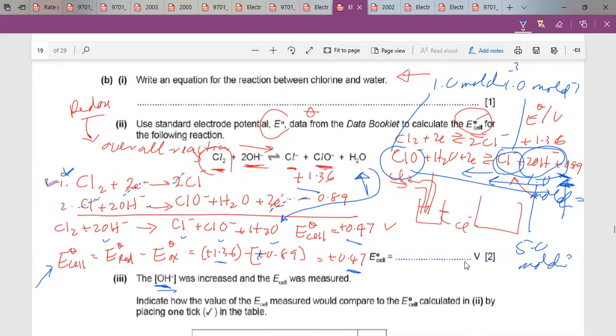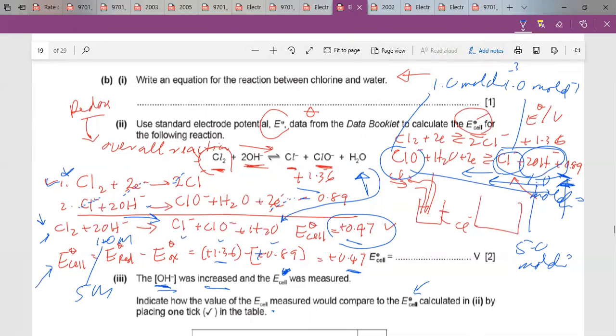What happened? The E cell, remember, is no longer the standard. That means it is no longer measured under standard conditions. Indicate how the E cell will compare to E standard, and put a tick in the table. Now look at this, this is the easiest to look at. According to this equation, for this value here, it is 1 molar. If you increase this to, let's say, 5 molar, you will shift forward according to Le Chatelier's principle. If you shift forward more, it means it's more feasible.